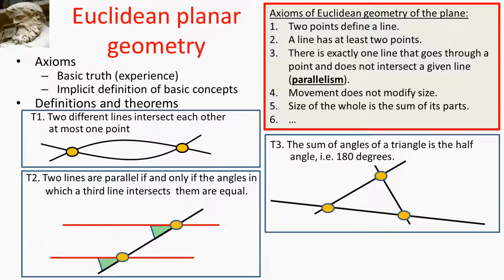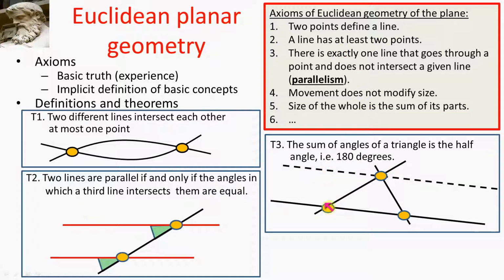Our third theorem is a very famous one. It states that the sum of the angles of a triangle is the half of the total angle, which means it is 180 degrees. So let us prove this. Let us draw the lines defined by the pairs of the 3 points, and let us select one line and draw another line that crosses the third point. According to the third axiom, there is exactly one such line.